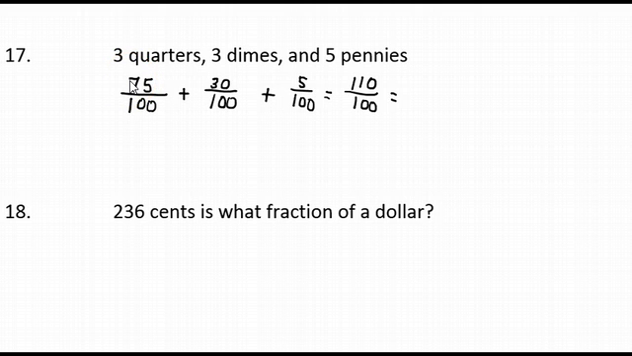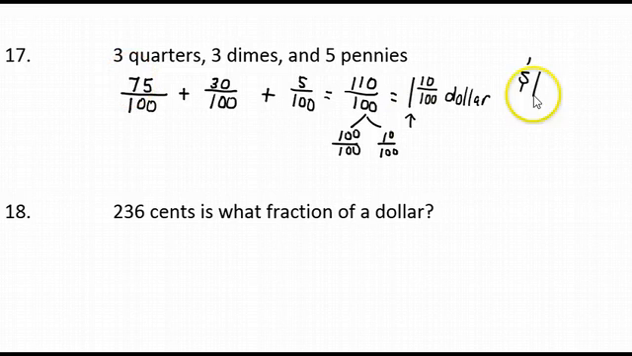110 100ths is also 1 whole dollar and 10 100ths of a dollar. Since I have 110, I can break that into 100 hundredths and 10 hundredths. Now in decimal form, I would put a $, and again I have 1 whole dollar, so we'll show that before the decimal point, and then 10 more cents. So $1.10.